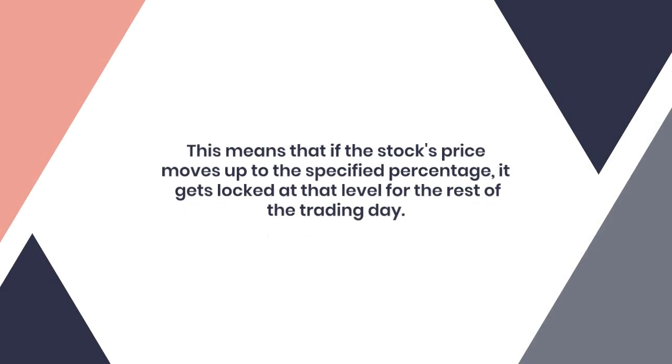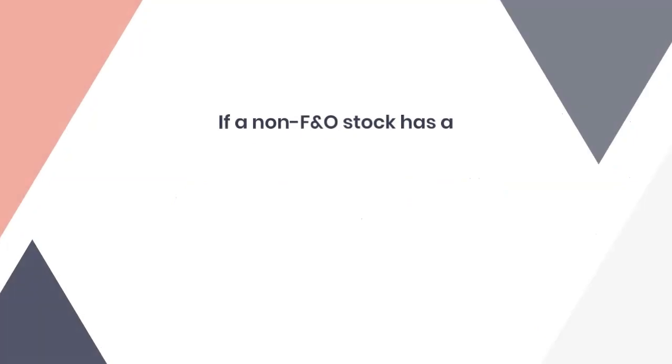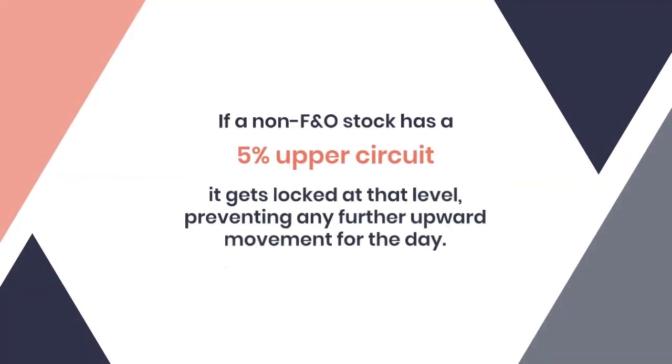This means that if the stock's price moves up to the specified percentage, it gets locked at that level for the rest of the trading day. Example, if a non-F&O stock has a 5% upper circuit, and its price rises by 5%, it gets locked at that level, preventing any further upward movement for the day.